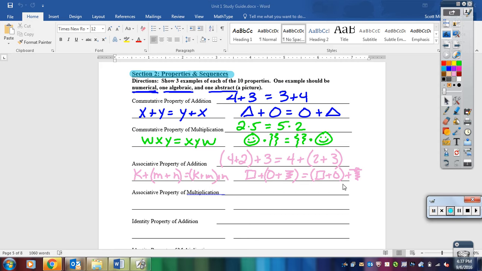Same thing with variables and pictures. The associative property of multiplication is essentially going to be the same thing. And then you can see here, it's all the same, but this time with multiplication.